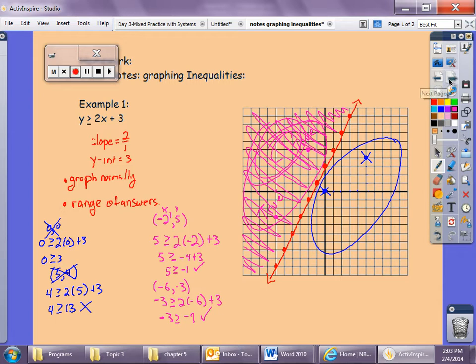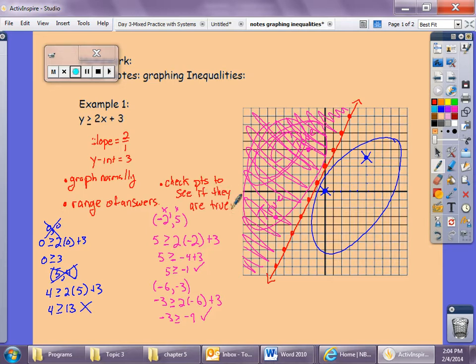So we graph it normally, we get a range of answers, and we check points to see which side of the equation is true.